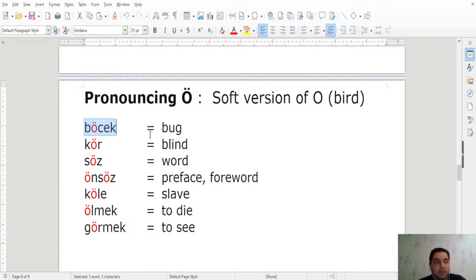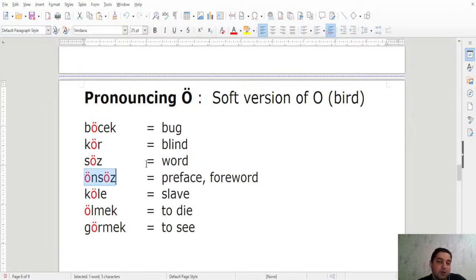So the first example we have here is böcek. Böcek. Pay attention to how soft it is. Then we have kör, not kor, but kör, which means blind. Then we have söz, not söz, but söz. It's softer, which means word. Then we have önsöz, an extension of söz. Söz means word. Önsöz means foreword.